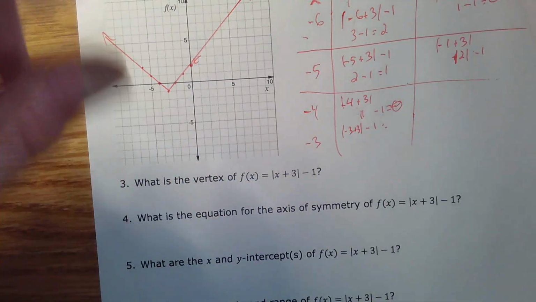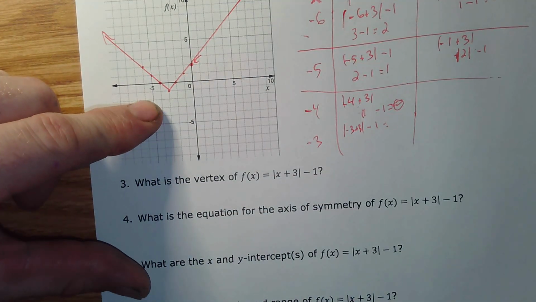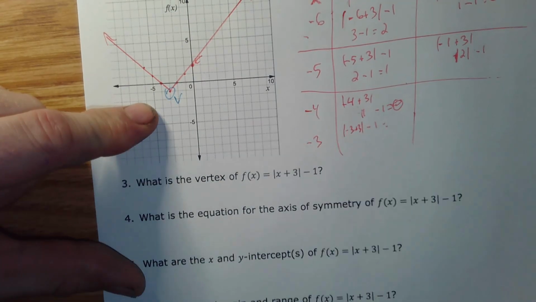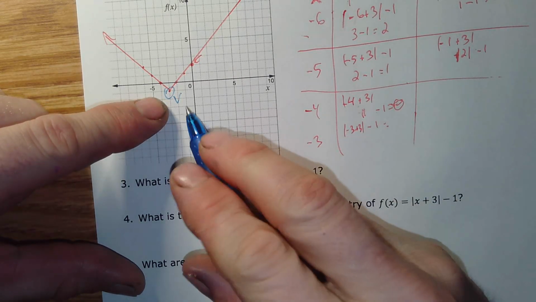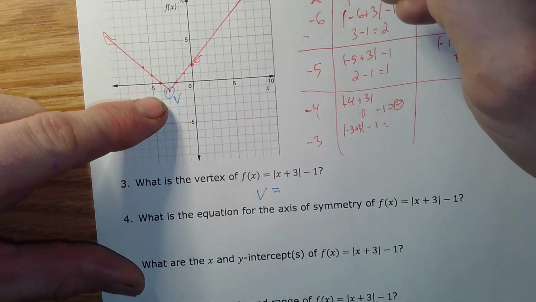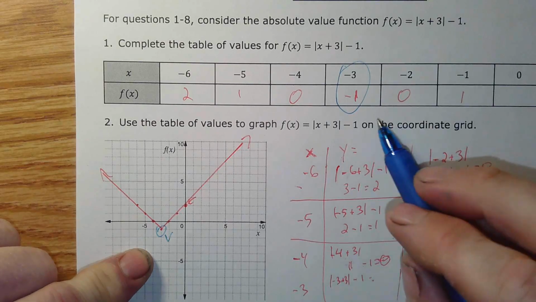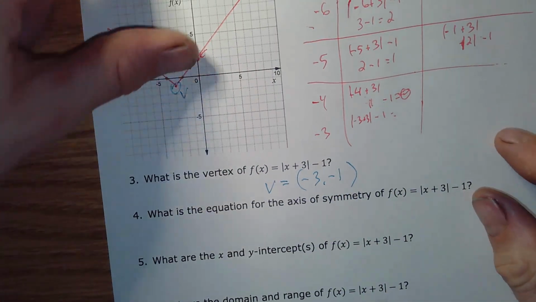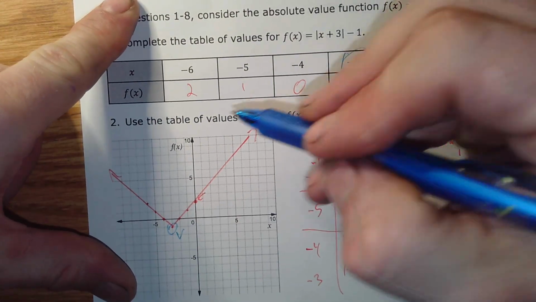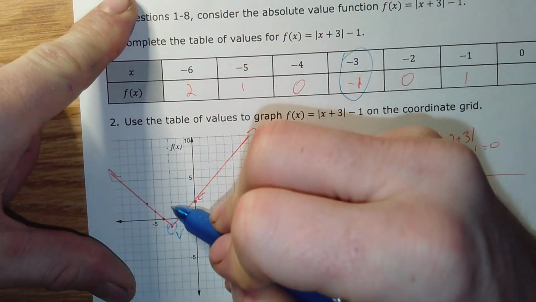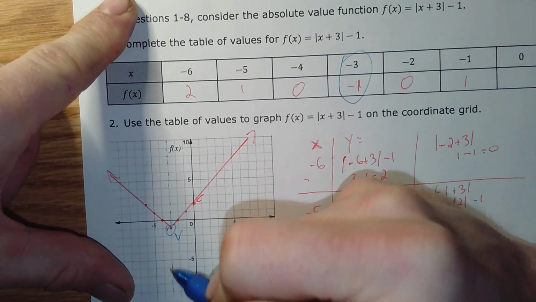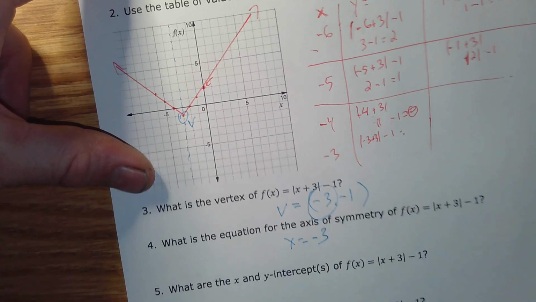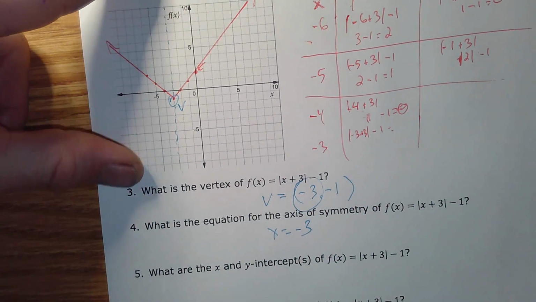All right, so what's the vertex of this? Well, right there is my vertex. This is my vertex, so I'll call it point V. My vertex is going to be the minimum of this whole thing, the minimum at -3 and -1. The equation of symmetry is the line that lies on my vertex, the x value that lies on my vertex, which is x equals -3. It's right there. Okay, what are the x and the y-intercepts?